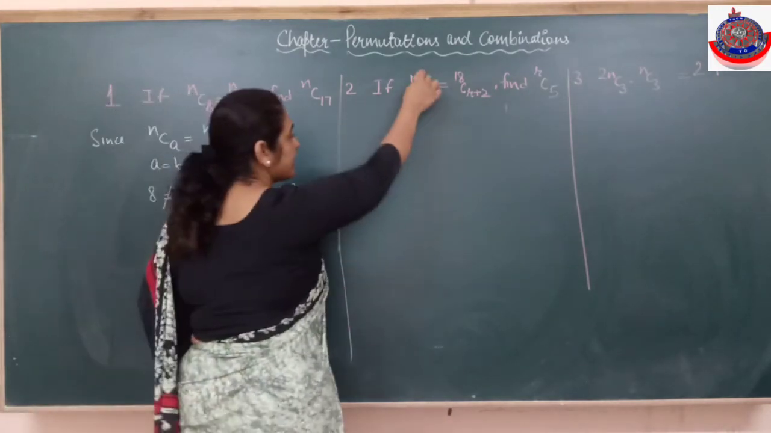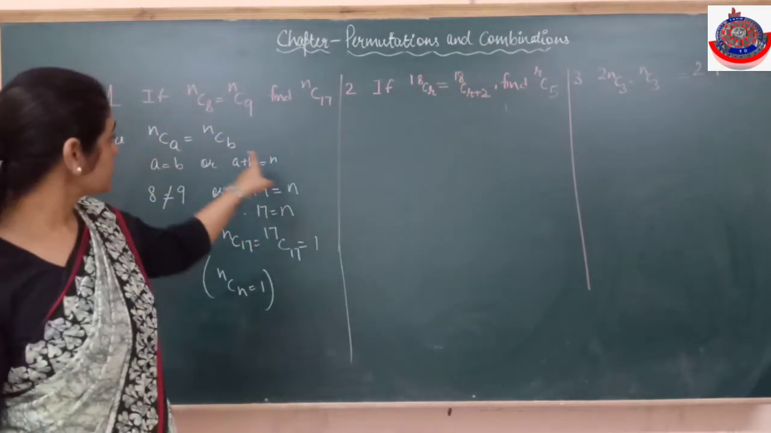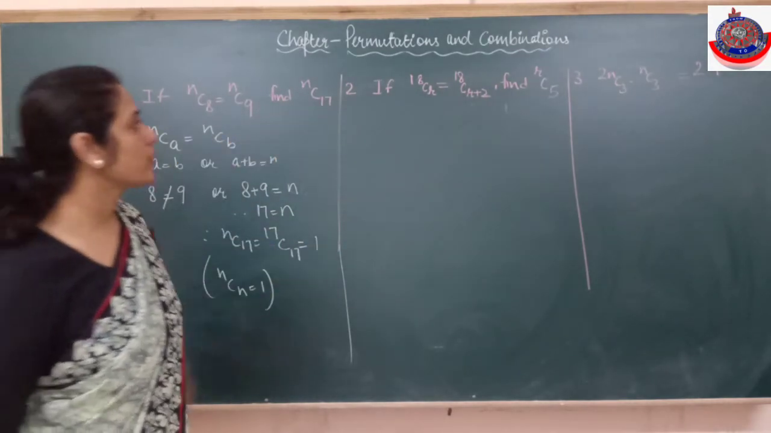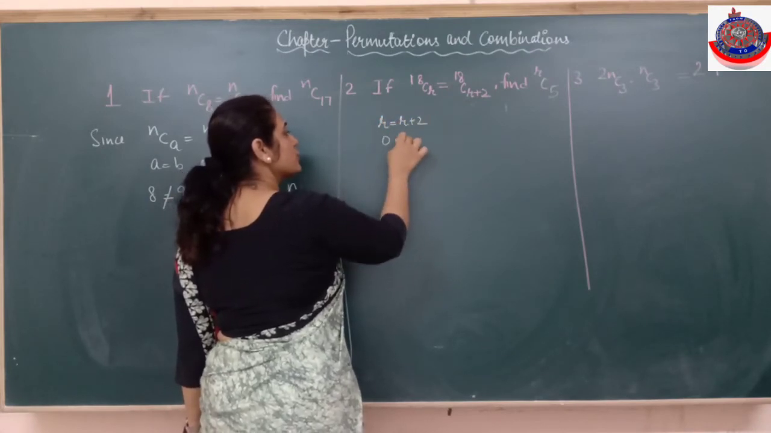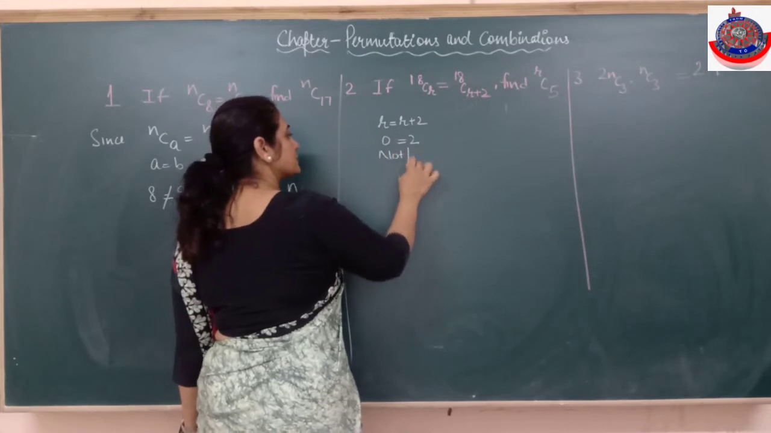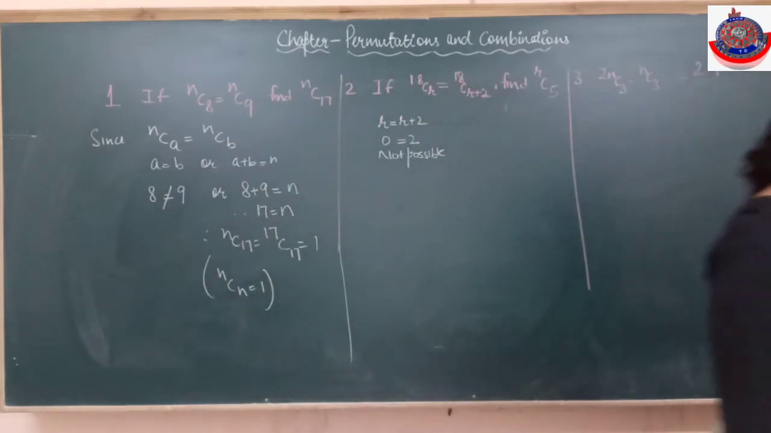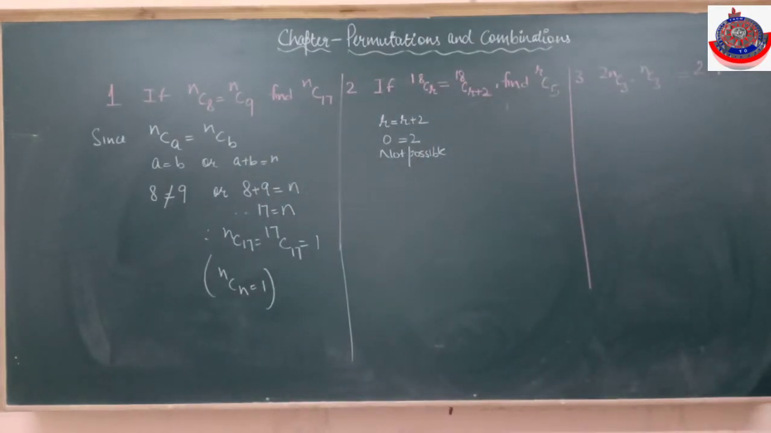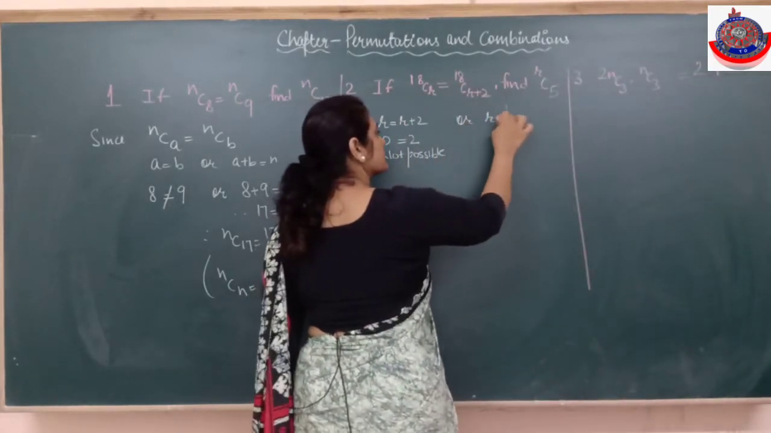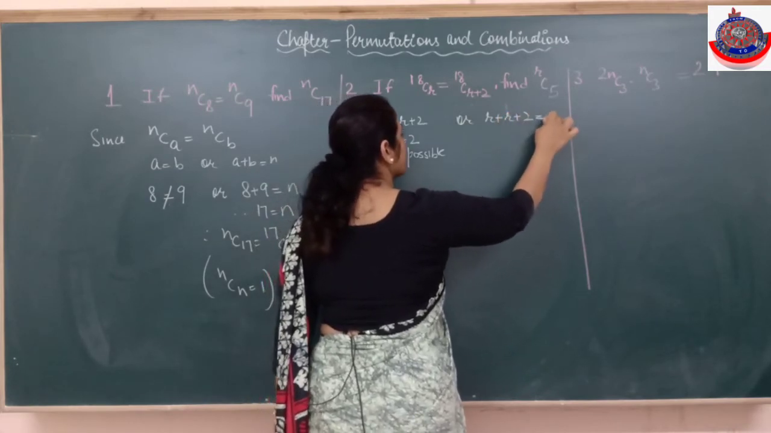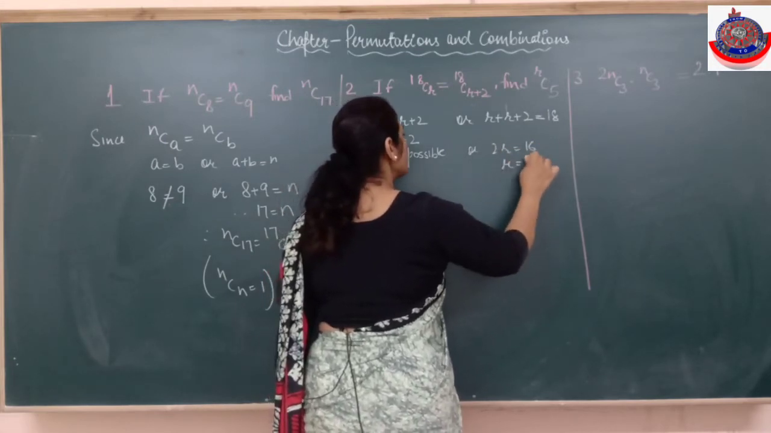Same way, if 18Cr is equal to 18C(r plus 2), what will happen? Either a is equal to b, same rule, or a plus b is equal to n. If I say a is equal to b, in that case 0 is equal to 2, not possible. So this case I will not be taking. So take the second case. What is that? a plus b is equal to n. What is n? 18. 2r plus 2 is equal to 18, so 2r is equal to 16. So we got r is equal to 8.